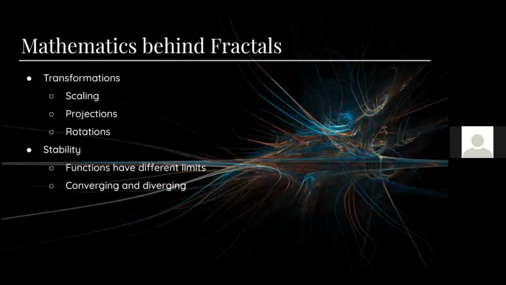Some of the math behind the fractals involve generating repeating shapes by using transformations. And flame fractals specifically use transformations such as scaling, projections, and rotations that are iterated through to shift a given point. And each function that is chosen has its own limit as it tends to infinity. And as such, some fractals can converge or diverge based on the limits of these functions. And later, we will also dive deeper into how eigenvalues play a factor in this.